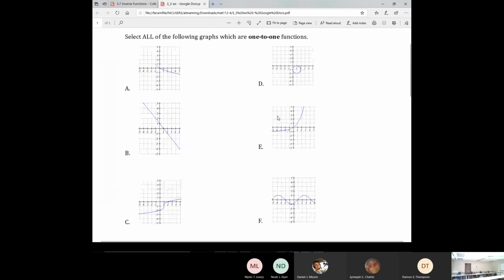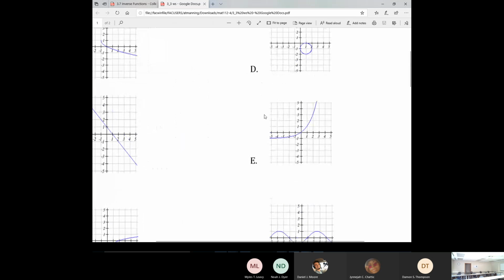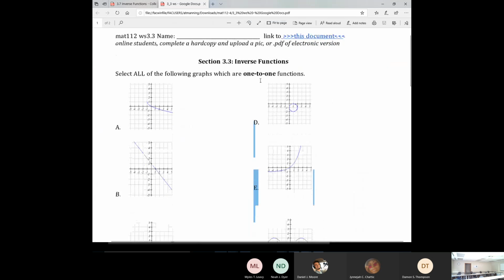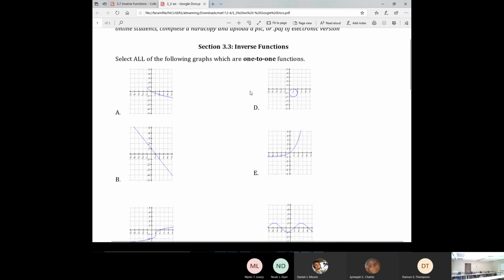Here's worksheet 3.3. First of all, we just want to see, are they one-to-one functions? Let's just worry about the one-to-oneness, and then we'll think about inverses. Which one of these are one-to-one? Remember, the test for one-to-one is simply the horizontal line. Do I get one value of y given a specific x? Or is there another value of x that will give me that same y?